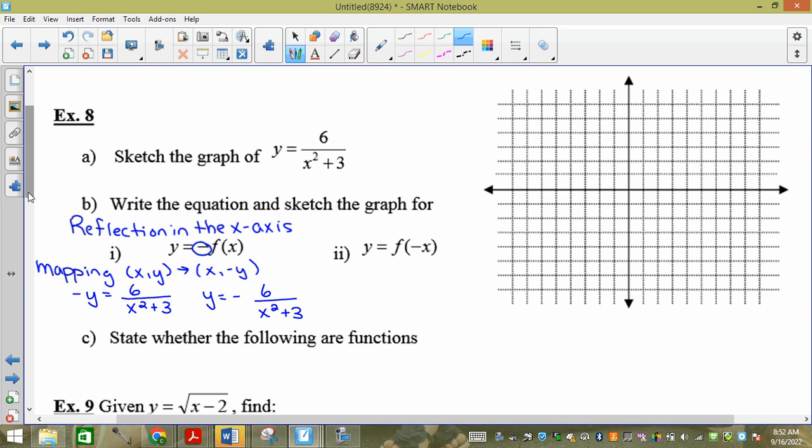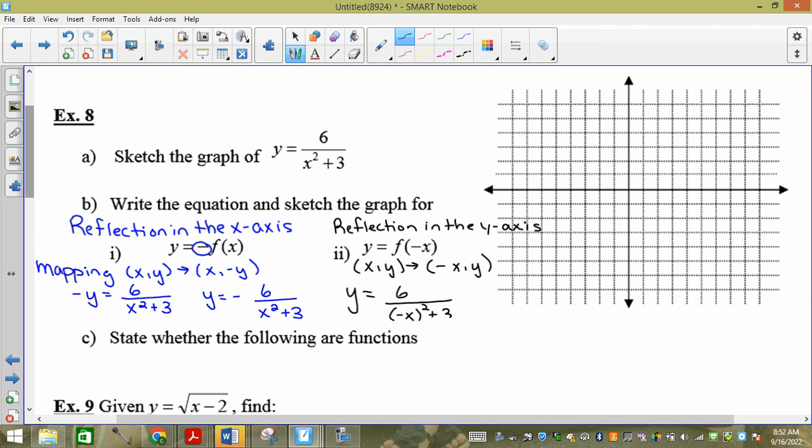Now y equals f of negative x is a reflection in the y-axis. Our mapping is going to be (x, y) becomes (negative x, y). And all my x's up here are going to change. So we have y equals 6 over negative x squared plus 3. Wait a second. y equals 6 over x squared plus 3. The exact same.